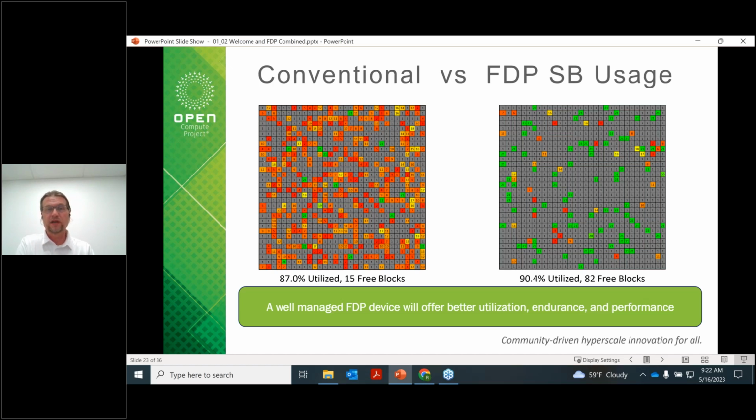What I have over here on the left is a conventional drive. In this case, the host has been going through deallocating, but as these writes were coming in, they were getting intermixed.